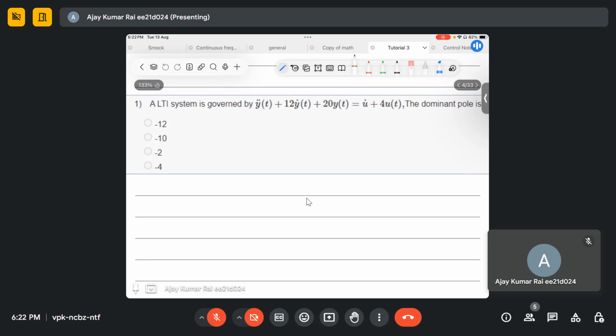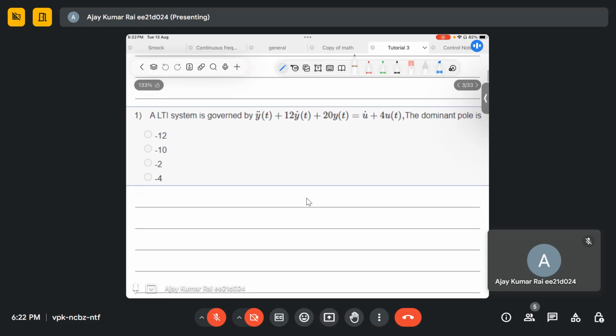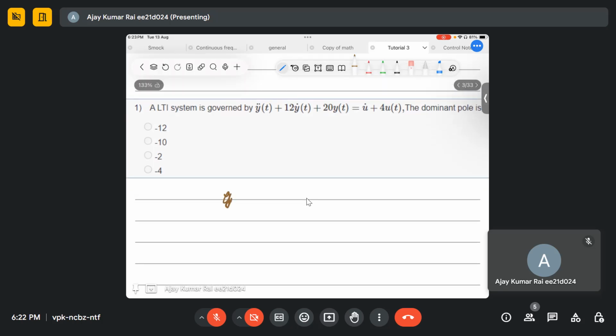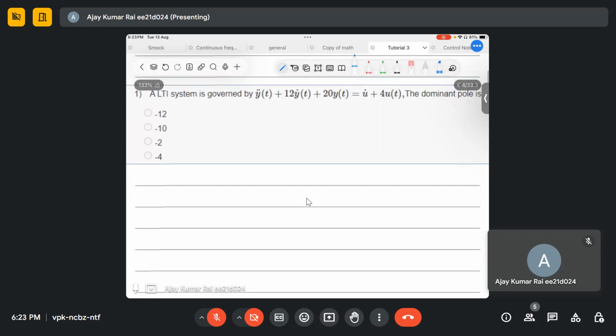So the first question I will read. The LTI system is governed by this equation. The dominant pole is, okay. So you have to find the dominant pole. First, as I told you, see which pole is nearer to the origin, or you can also find it by looking at the output. So we have to find y of t. Let me first write this out. Okay, this is the equation that is given to us.